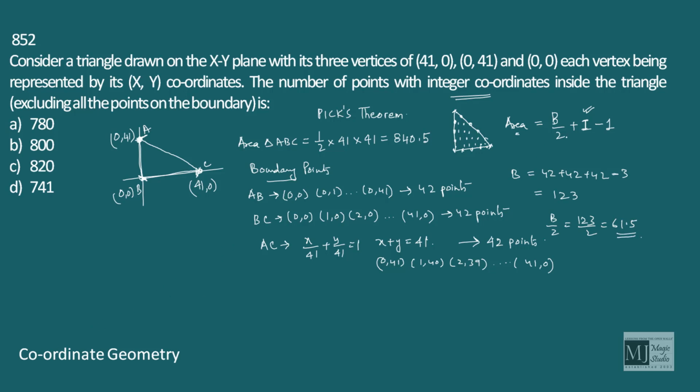Okay, so what would be I? I, that means integral points inside this bounded figure, would be area minus B by 2 plus 1. This is 840.5 minus 61.5 plus 1. That will give us 779 plus 1, that is 780. So there are 780 integral points inside this bounded figure which we are looking for.